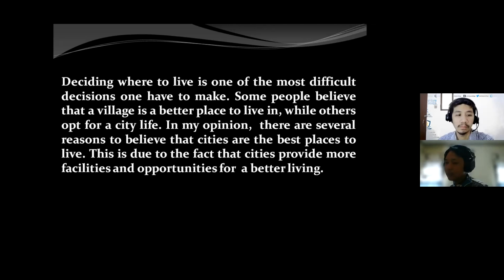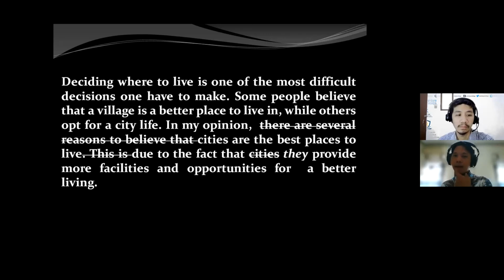Again, this is quite a simple introduction. We have options to improve this. I also have this one. Previously I mentioned having 3 to 5 sentences, or you can aim for 4 sentences. Here I combine. Have a look at my last 2 sentences. I delete some words and combine my third and fourth sentences. In my opinion, cities are the best places to live due to the fact that they provide more facilities and opportunities for a better living.